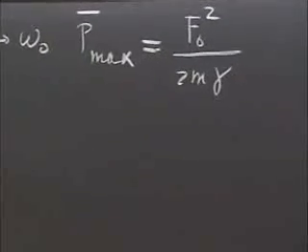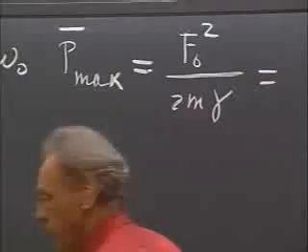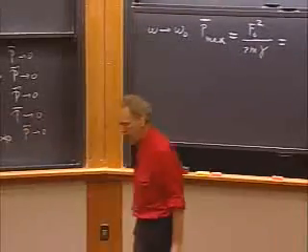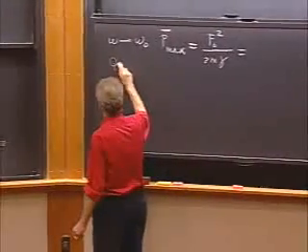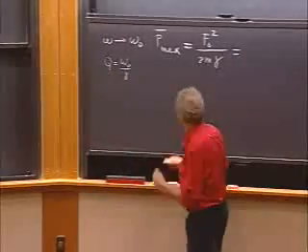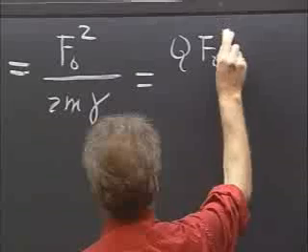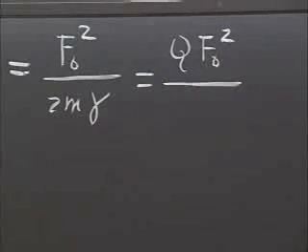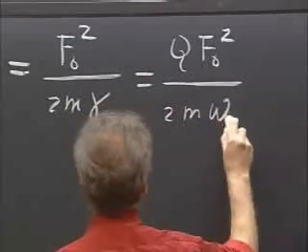And you can rewrite that a little bit. I do that because Tony French likes Q's. And so I write it with a Q in there. Remember that Q is omega 0 divided by gamma. So I can rewrite this as Q times f0 squared upstairs. So I get the Q in there, which is always nice, divided by 2m omega 0. So this is the same thing.